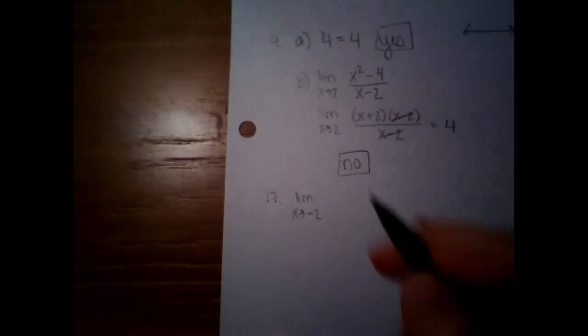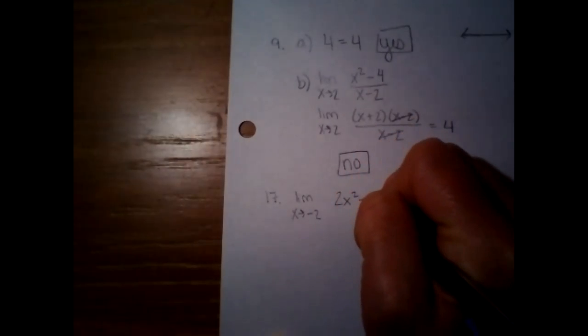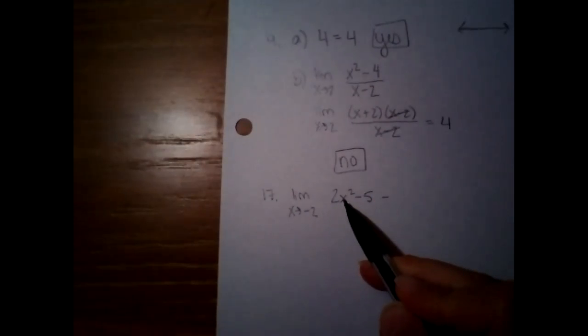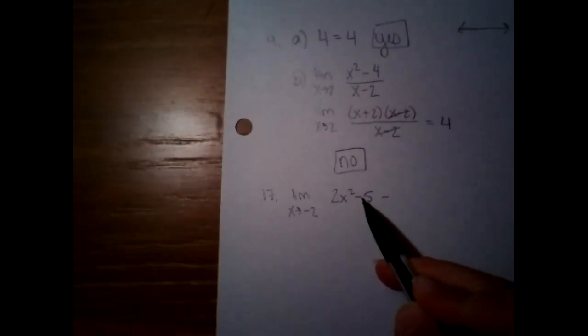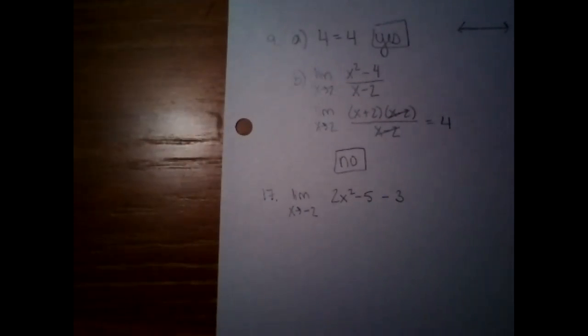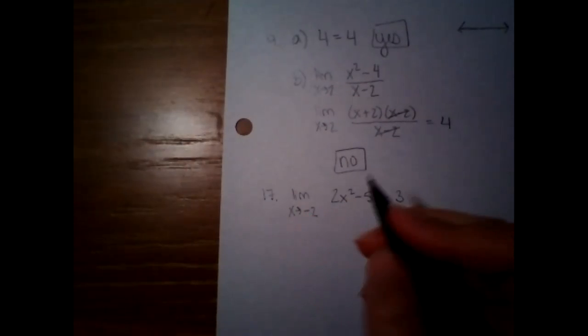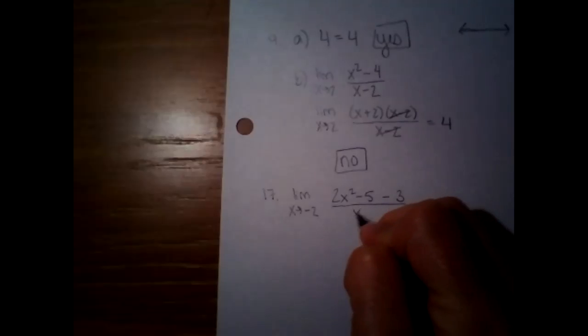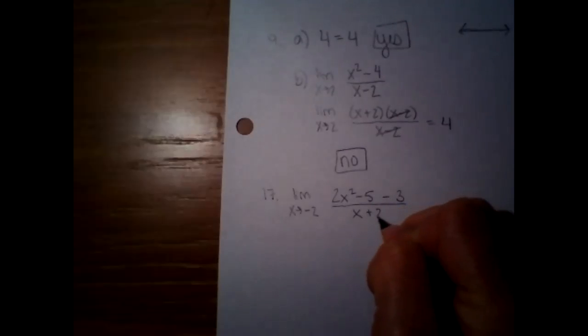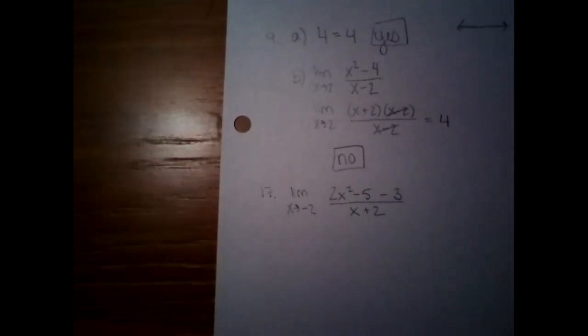Limit as x goes to -2, and then it's the function, which is 2x squared minus 5. So that's the function. And then minus whatever you get when you plug in -2. So if we plug -2 into this function, that would be 4 times 2 would be 8, minus 5 would be 3. So 3 is going to go there. So it's the function minus whatever we got when we plugged in -2. And then it's x minus -2. So that'll be x plus 2 in the denominator.